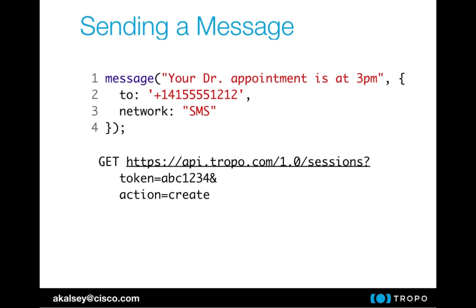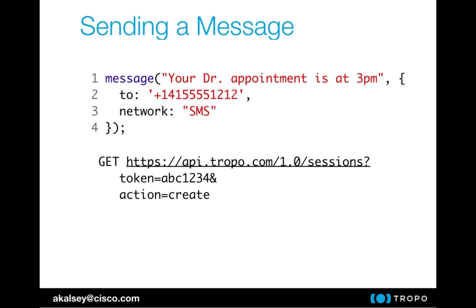The second part of building an outgoing text messaging application, sending an SMS, is that there's an HTTP REST API that you can use to kick off your code and instruct Tropo to execute your code. So that's https://api.tropo.com/1.0/sessions. You can GET or POST to it. Here I'm showing a GET just to make it a little simpler.